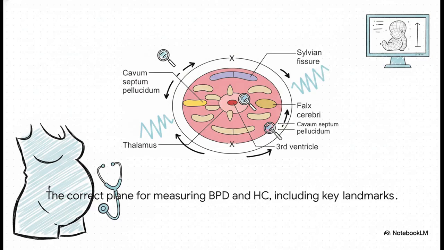To get an accurate BPD and HC, we have to be in a very specific cross-section of the fetal head. You see those landmarks? There's the midline falx that splits the two hemispheres, and then you can see the cavum septum pellucidum and the thalamus. We have to see those. Once that view is perfect, the BPD is measured from the outer edge of the near skull bone to the inner edge of the far one.